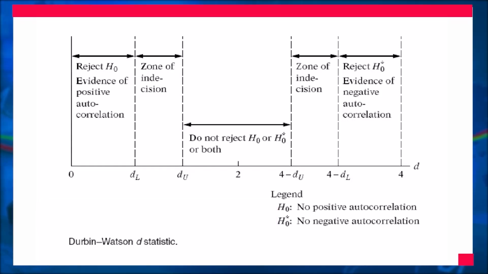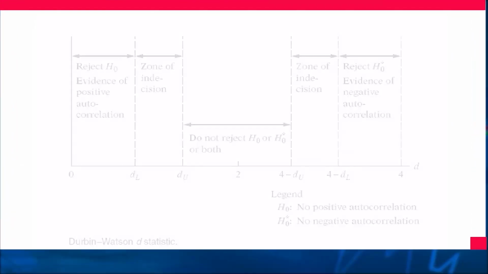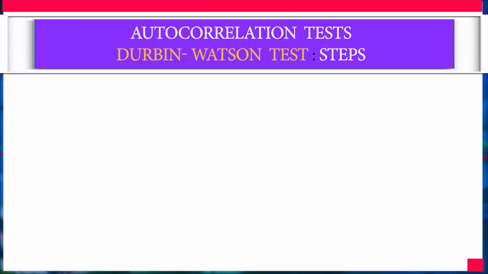But these two zones are inconclusive because D does not take any particular value. And again, if D equals 2, then we understand that there is no autocorrelation. If it deviates from 2 towards 0 or towards 4, then the null hypothesis gets rejected. Based on this, we can highlight the steps involved in the Durbin-Watson D statistic test.